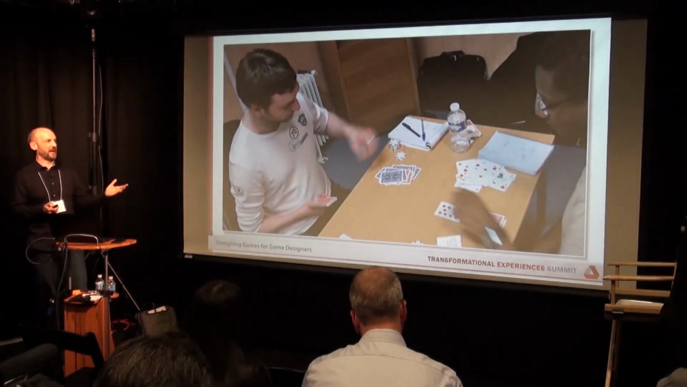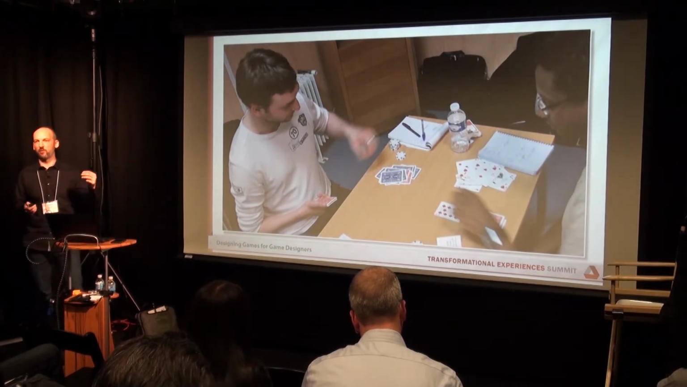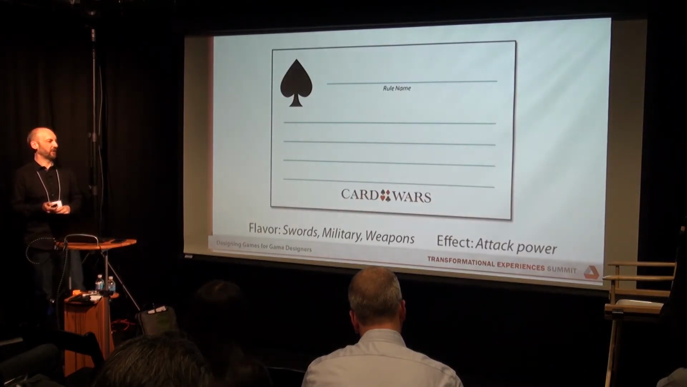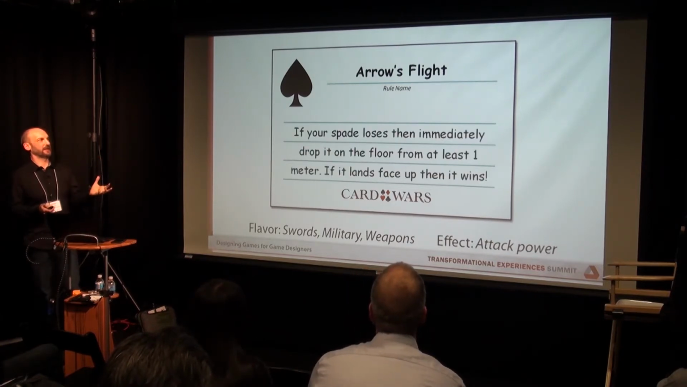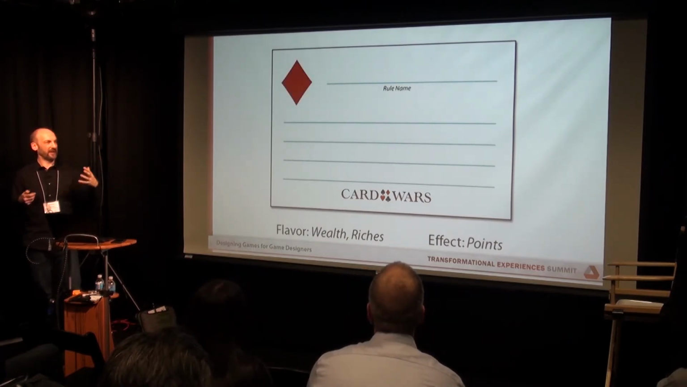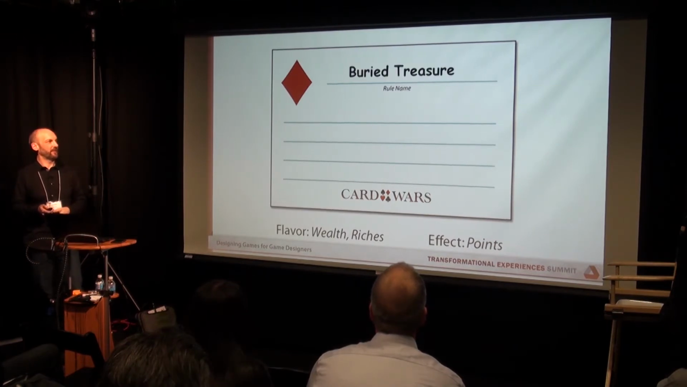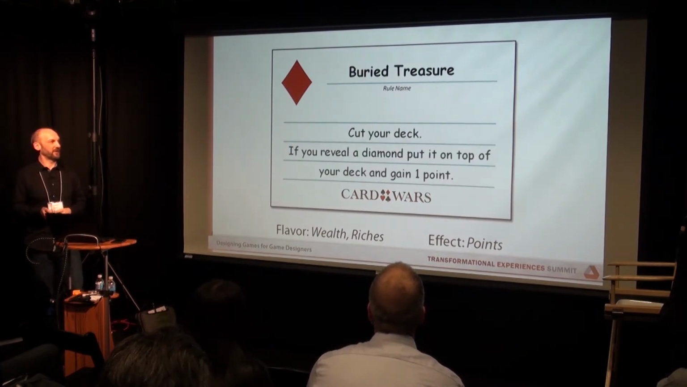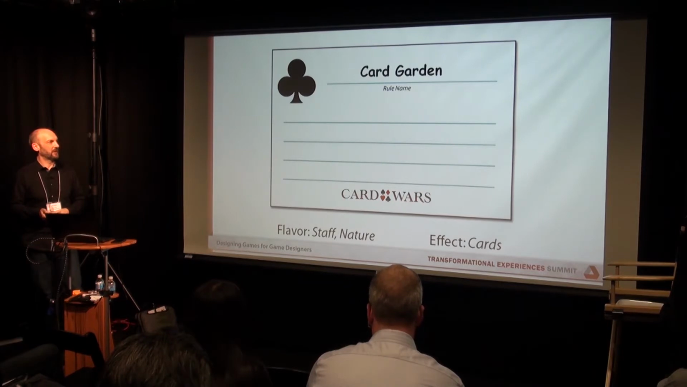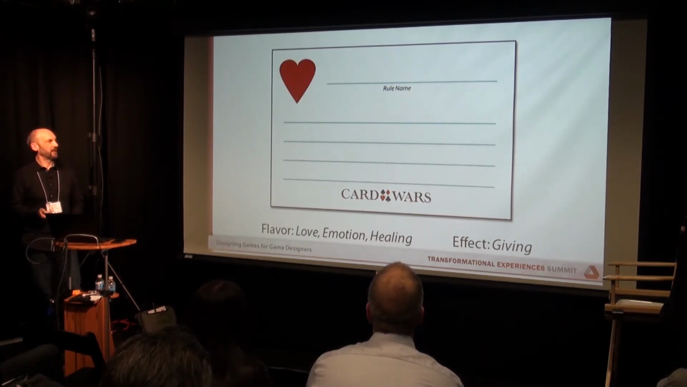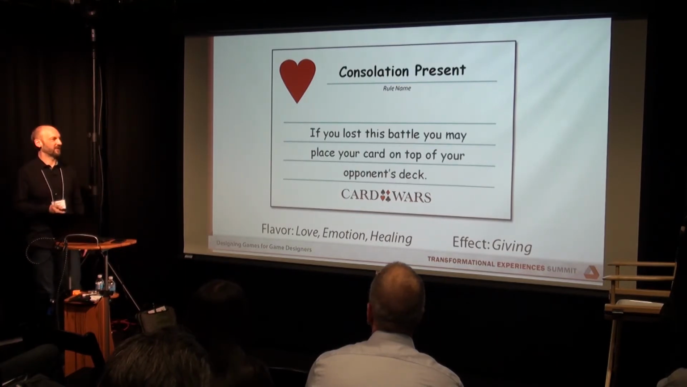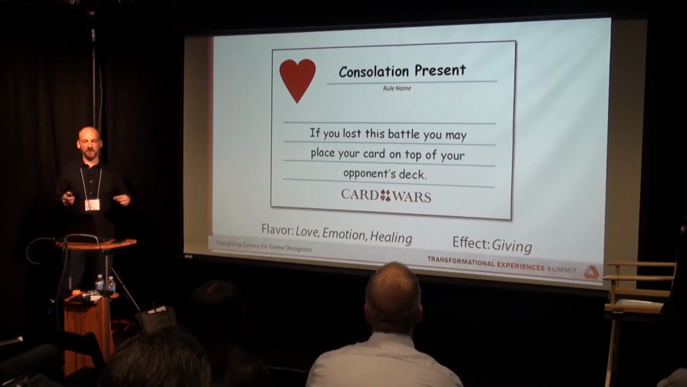So this one, basically you assign a rule to every suit. And I won't go through all of these, but each one has their own take. So like arrows would be about attacking things. Diamonds would be about getting points and money. So just some examples from previous years. Clubs are about getting more cards in your hand. And hearts are usually about giving, but they usually end up giving something that's not really great to the other player.